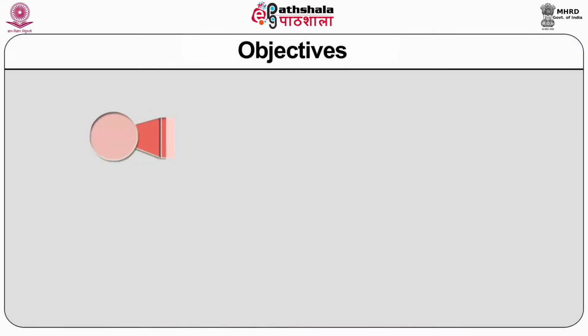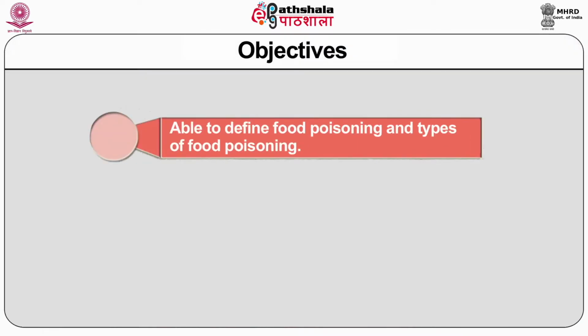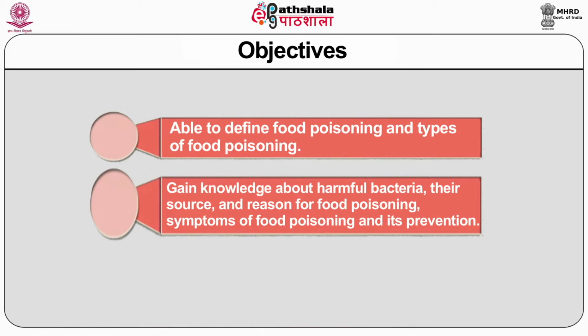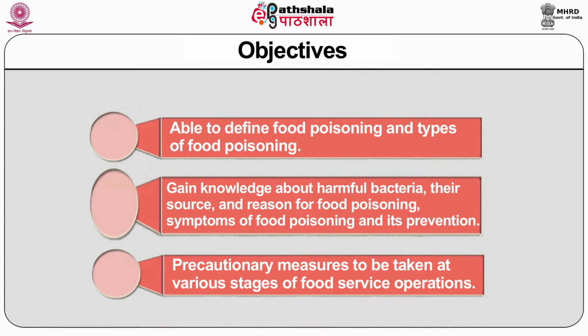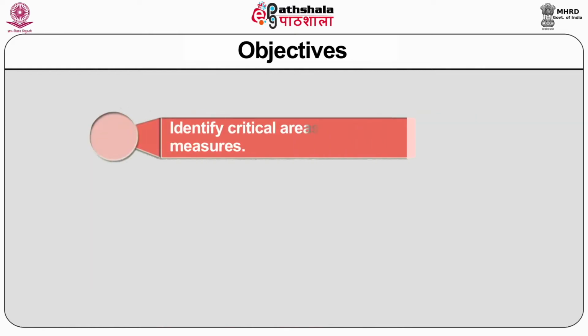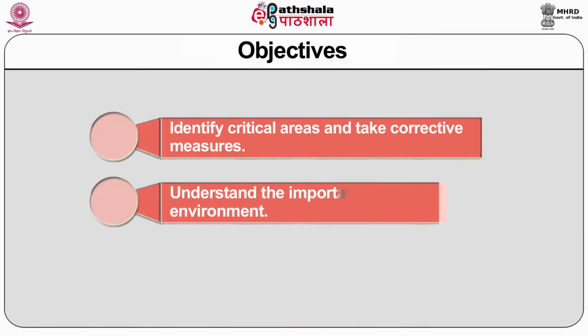After completing these modules, one can define food poisoning and types of food poisoning, gain knowledge about harmful bacteria, their sources and reasons for food poisoning, symptoms of food poisoning and its prevention, precautionary measures to be taken at various stages of food service operations, identify critical areas and take corrective measures, and understand the importance of a clean environment.